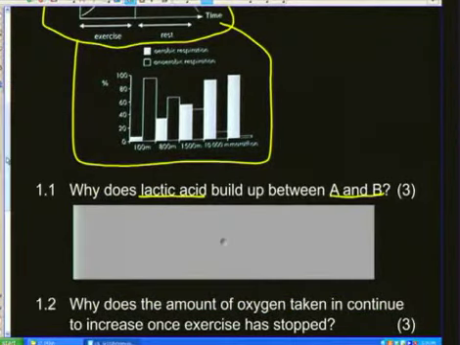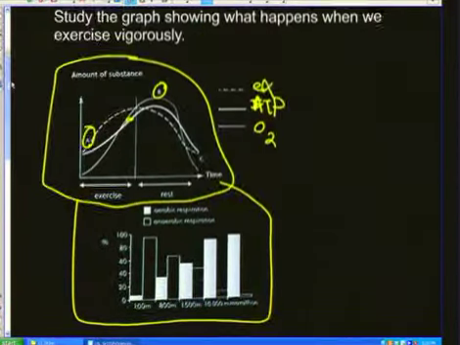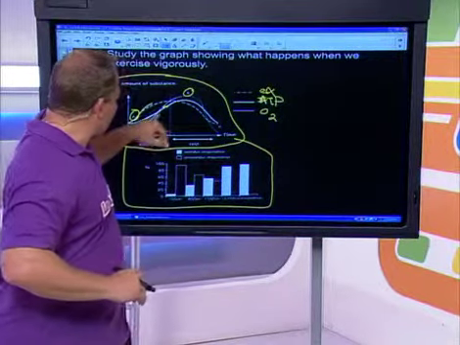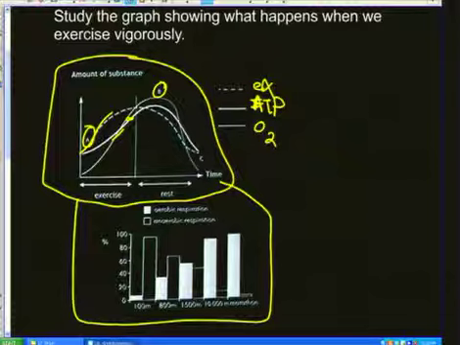Now, why does lactic acid build up between A and B? A, remember, is your exercise. So you're exercising, and the exercising is getting bigger and bigger, but it's exercising with a very low amount of oxygen. Can you see it? The oxygen level is very low. Now, if the oxygen level is very, very low, what is going to happen? You are not going to go through aerobic respiration. You're going to go through anaerobic respiration.